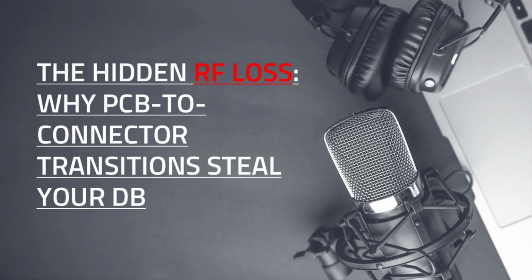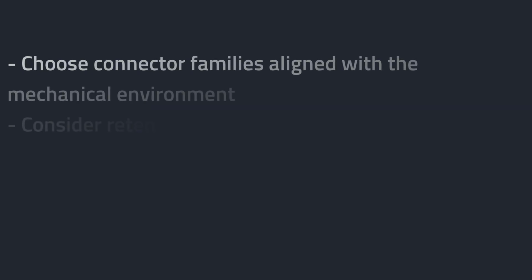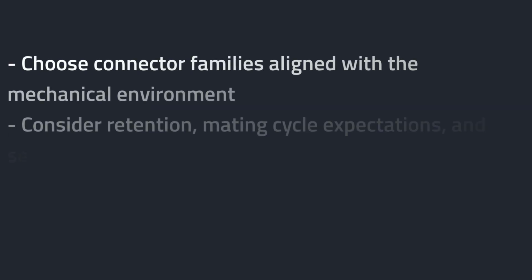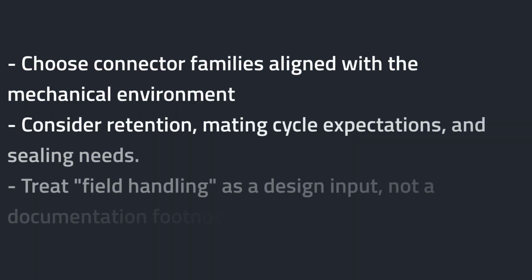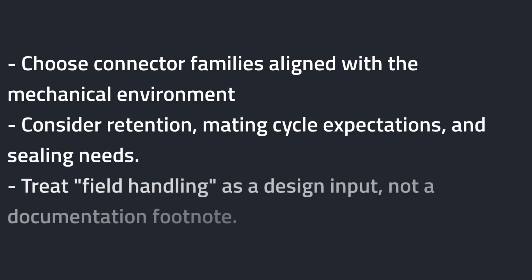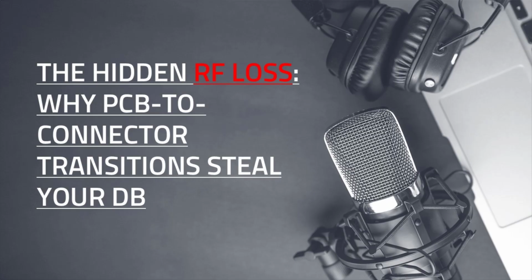Now, the mitigation is not complicated, but it, again, has to be intentional. So choose connector families aligned with the mechanical environment. Consider retention, mating cycle expectations, and sealing needs, and treat field handling as a design input and not a documentation footnote. So now we get to the big one that design engineers and manufacturing engineers both feel, and this is prototype success does not guarantee production repeatability.